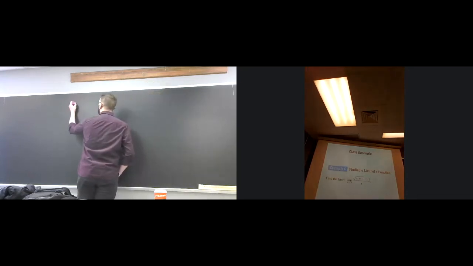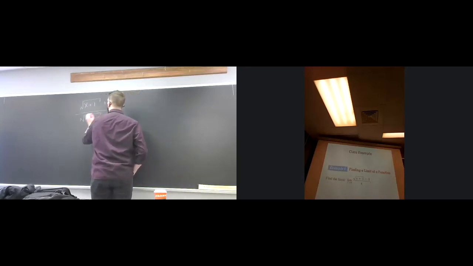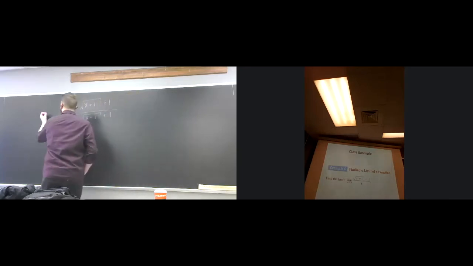So the first thing we're going to want to do is notice that we can multiply this thing by 1 and not change the thing, right? So why don't we pick a very particular one? Why don't we choose to multiply this by the square root of x plus 1 plus 1 over the square root of x plus 1 plus 1. This is 1 after all, right? Yeah.